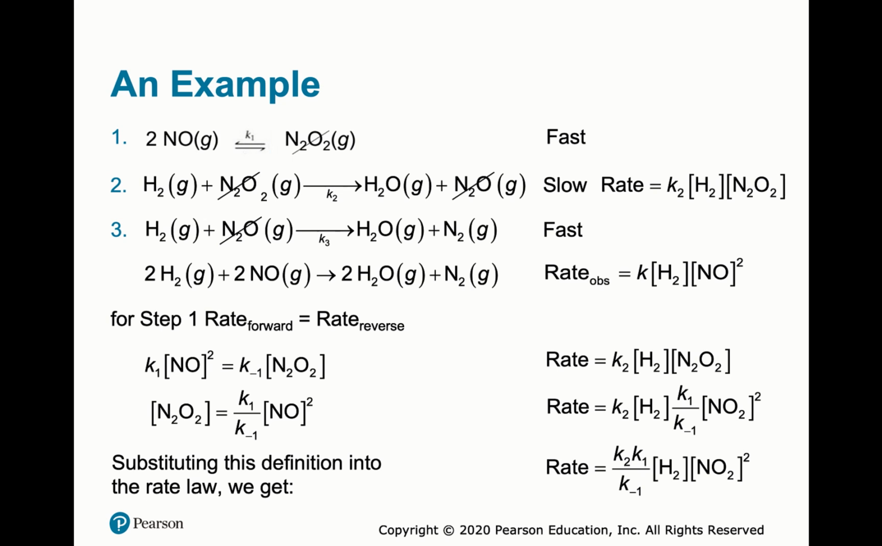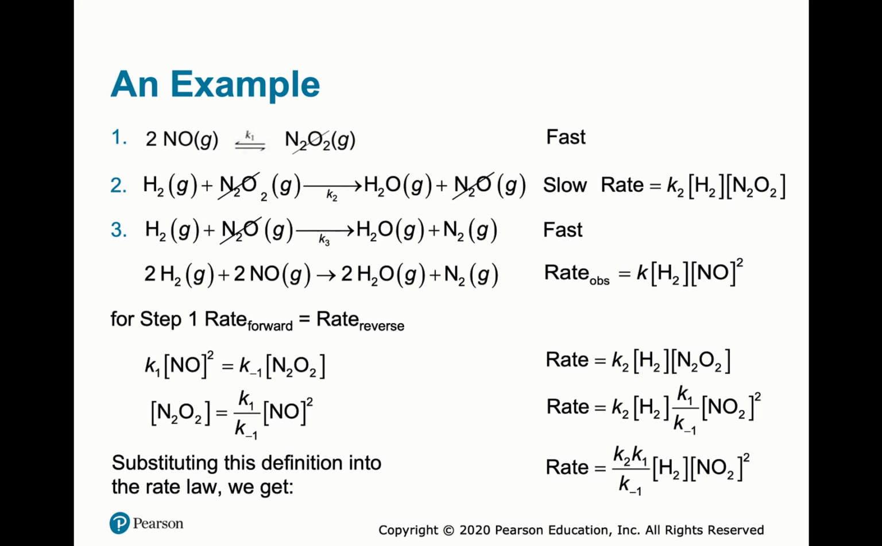We have the rate forward and the rate reverse the same, meaning that the rate forward is K1 times the concentration of NO squared, and the reverse rate, I'm sorry, the rate backwards, is K minus 1 times the concentration of N2O2 to the first power. So you set these equal to each other. Those two rates, forward equals reverse, and now we've got the concentration of dinitrogen dioxide.